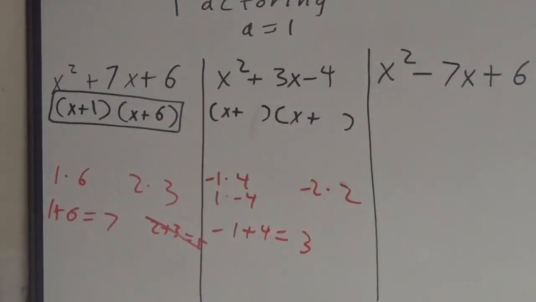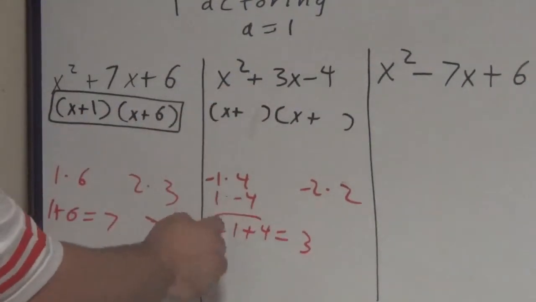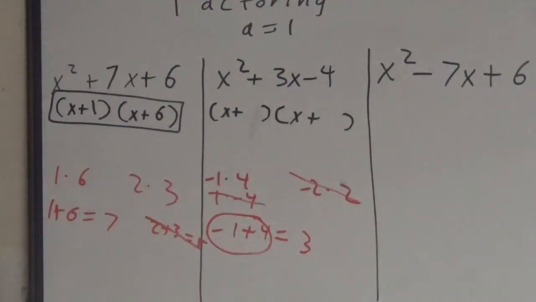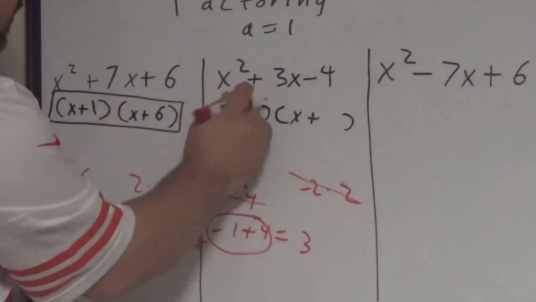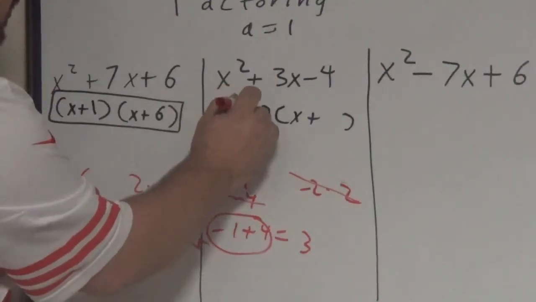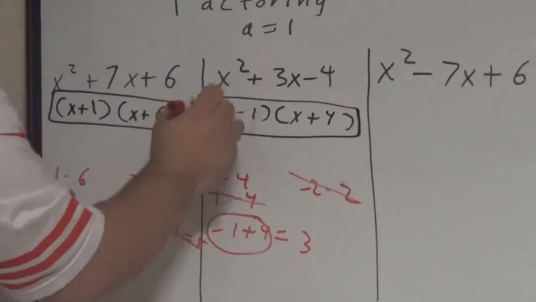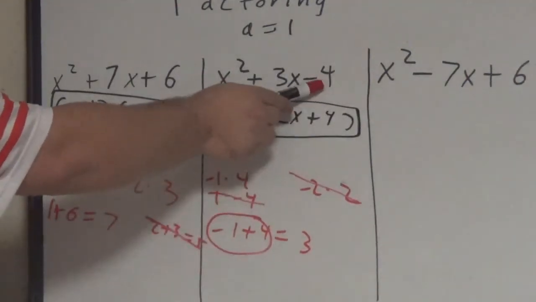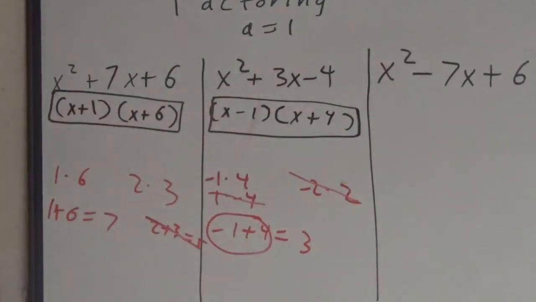Notice that that is the b value, the coefficient of x in the expression. That means we have our answer. These other pairs, I just cross them out because we don't need them. We know that our answer is going to be -1 and +4. And again, double check that. -1 times +4 is -4. -1 plus 4 is +3.